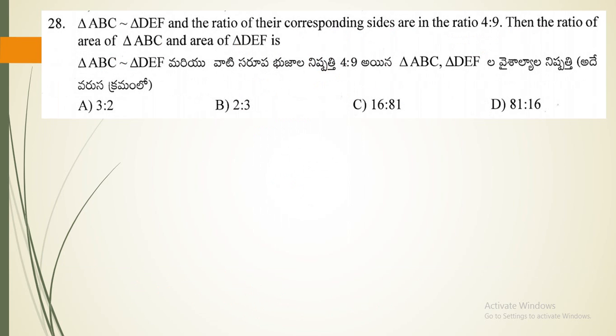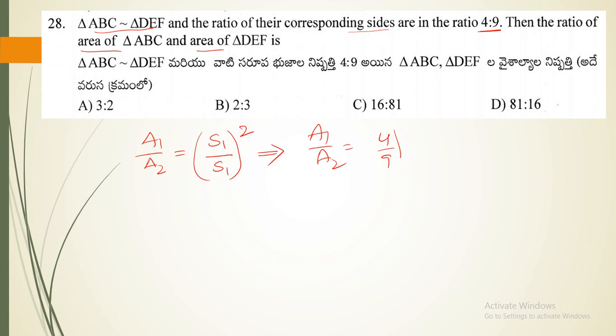Next, moving on to question number 28. What has he given? These two triangles are similar, and the corresponding sides are in the ratio 4:9. Then what is he asking? Areas. So what is the relation between sides and areas when triangles are similar? Area 1 by area 2 is equal to side 1 of the first triangle by side 1 of the second triangle, whole square. Substituting the values, A1 by A2 is equal to 4 by 9 whole square, which gives 16 by 81. So the answer is option C.